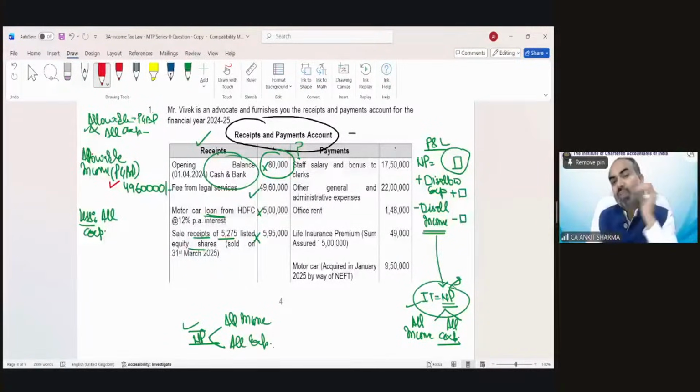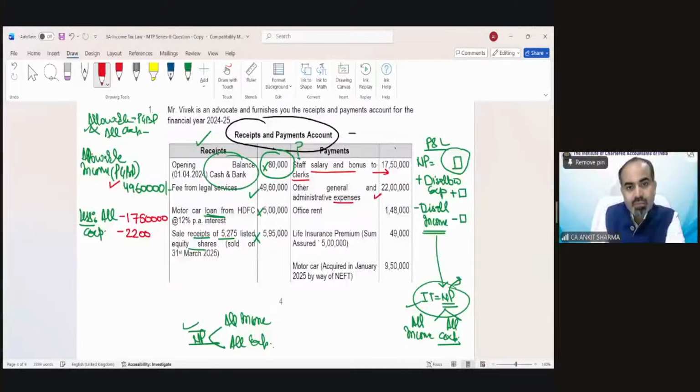Now we need to see those payments which should connect with our business head of income. Staff salary and bonus to clerk. Of course, that would be part of my business expenditure, 17 lakh 50,000. Other general and administrative expenditure, yes, it's also my business expenditure, 22 lakh. Office rent, of course, my business expenditure, 1 lakh 48,000.